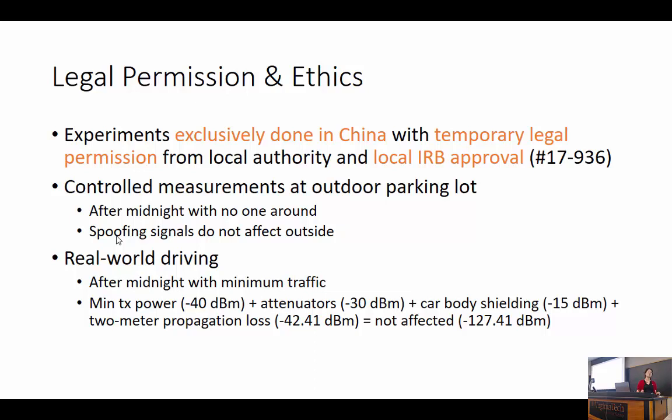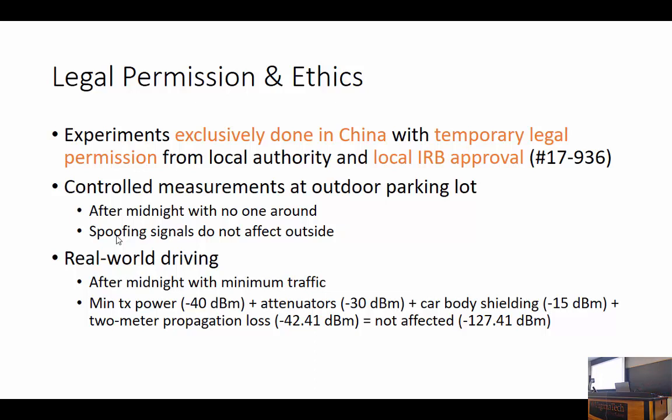So this is our configuration. We tune the software-defined radio's transmission power to -40 dBm, that's the minimum transmission power that the platform enables, and add attenuators, another -30 dBm. We also put the spoofers inside the car, so the body shield of the car provides another 15 dBm reduction.